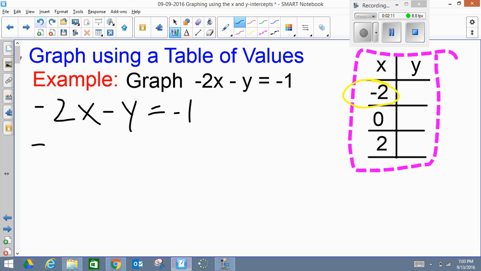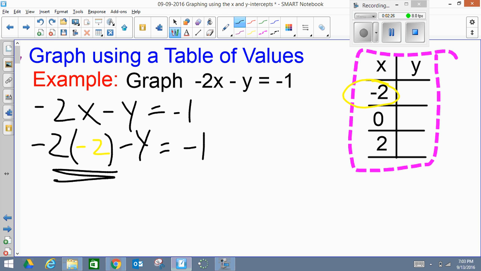Okay, so again, negative 2 instead of the x. I'm going to use the negative 2 from the table of values and keep going. And I'm going to rewrite everything else. Negative 2 times negative 2 is positive 4. Bring down the negative y equals negative 1.